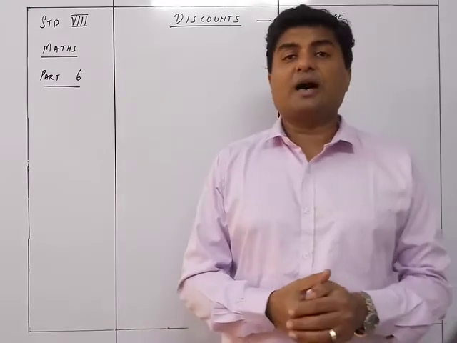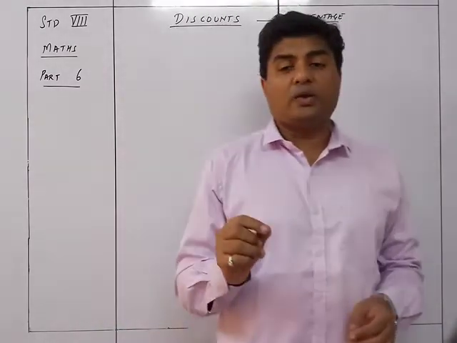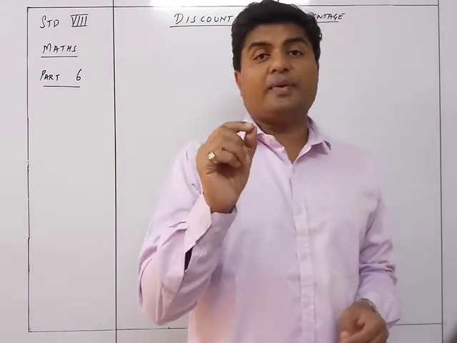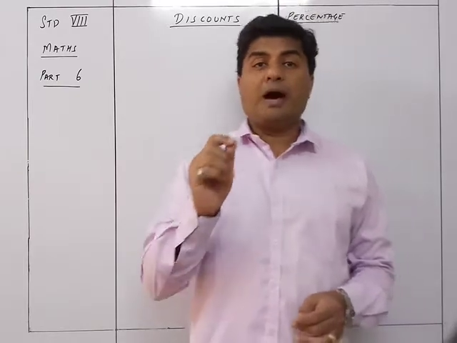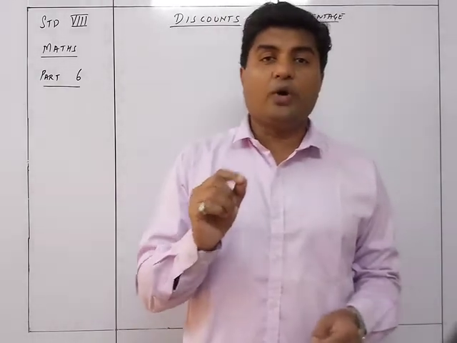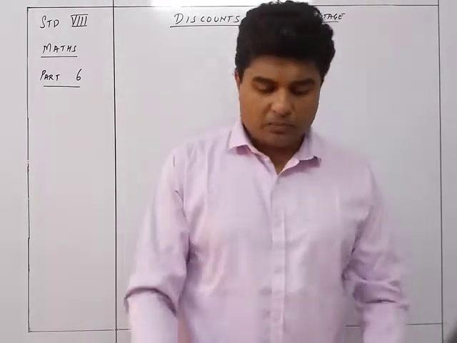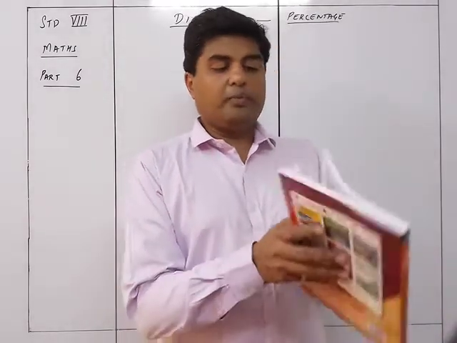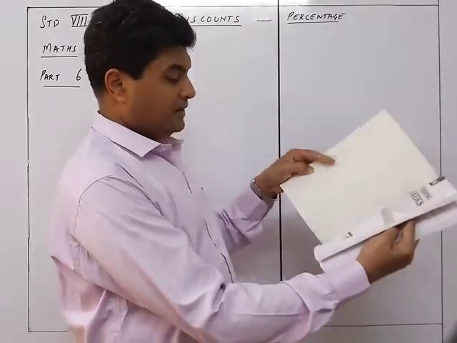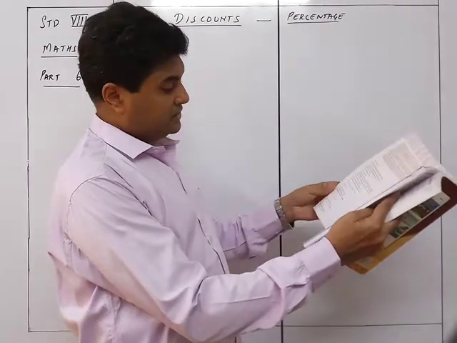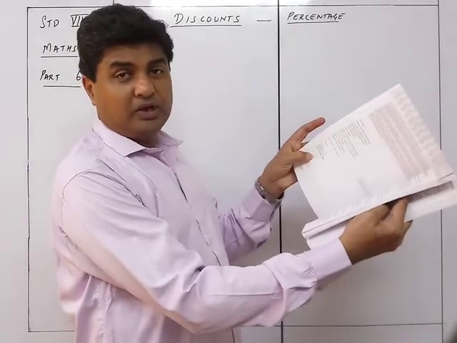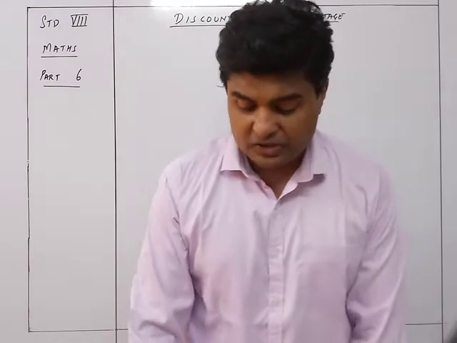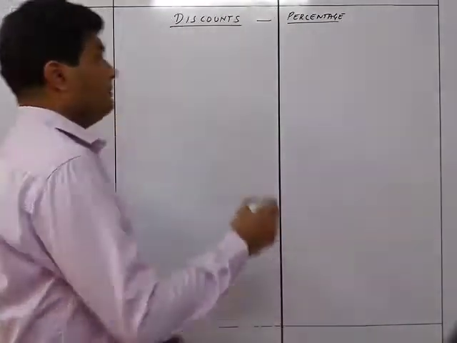So discounts are basically always calculated on the marked price, not even the selling price. It is called the mark price. Mark price is something which is printed on the item. It is normally printed on the item. For example, if you take this book, it will be printed on the book that the cost of this book is 440 rupees. So 440 rupees is the cost of this book. That is the printed price, or called the marked price.